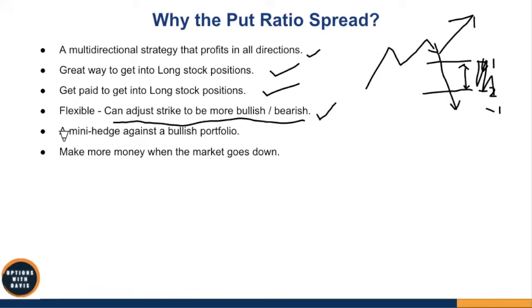So this can be seen as a mini hedge against a bullish portfolio, especially right now. If you do have some long stocks going on, then you want to have a more bearish put ratio spread. So this way you get incentivized, in a sense whereby if the market goes down while the rest of your long stock position is in a drawdown, you'll be actually making more money on your put ratio spread, because the market needs to go down in order for the embedded long put spread to make money. So that is why you make more money when the market goes down.